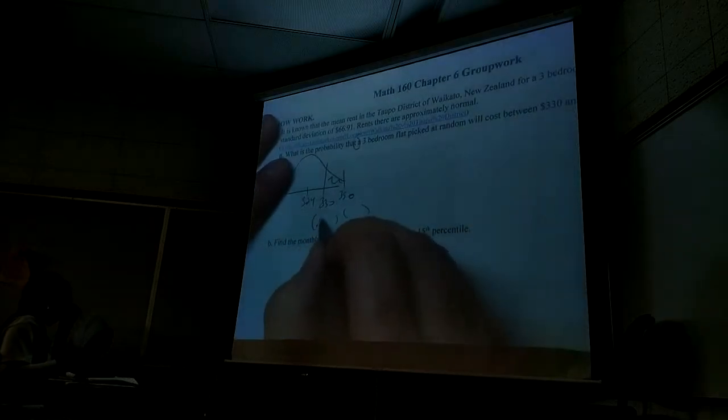So in part A, I am just picking one, a 3-bedroom flat. So I got 324 in the middle. So I want 330 to 350. Those z-scores should come out to be, I thought we would remember, but maybe not. Is it 0.09 and 0.39, right? Yeah.